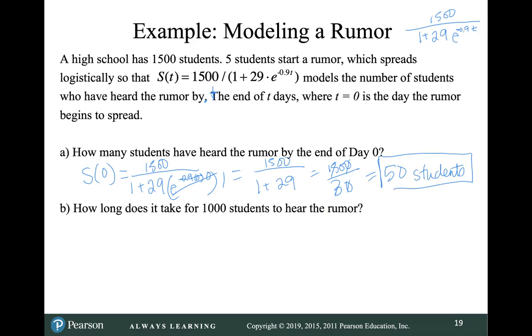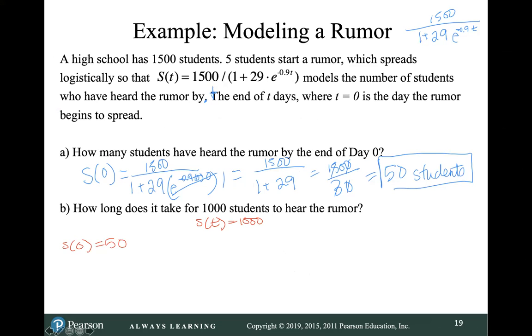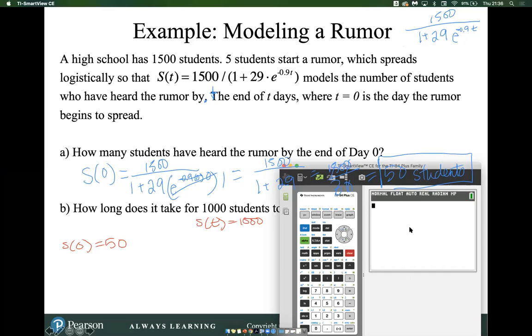We want to know then, how long does it take for 1,000 students to hear the rumor? So we want S of t to equal 1,000. Well, we know that S of 0 equals 50, and we are going to solve this very similarly to our previous example, where we're going to use our calculator. What we're going to do with our calculator is put in our equation, and since t is the only thing that's changing, that's the only part of our equation that's going to change.